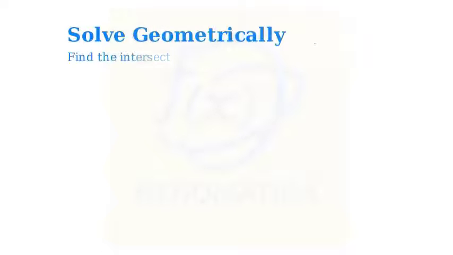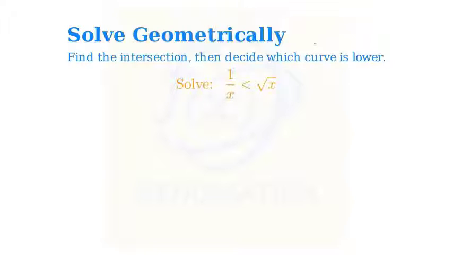In this lesson, we will solve the inequality 1 over x is less than the square root of x, using a clear geometric picture. We'll first find where the two curves meet, and then use the graph to decide where the inequality holds. First, consider the domain.